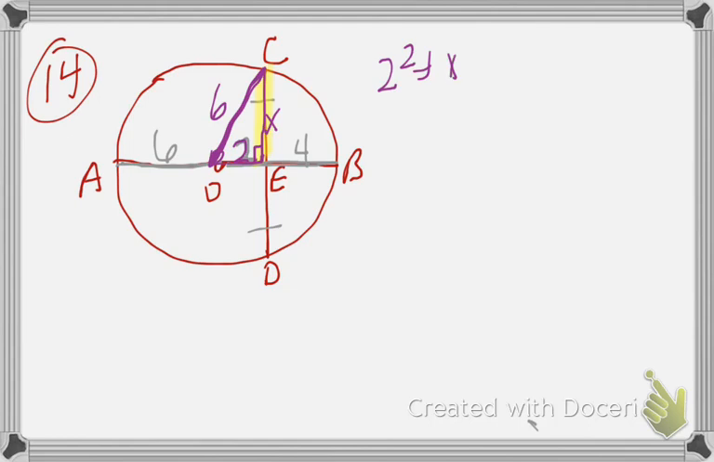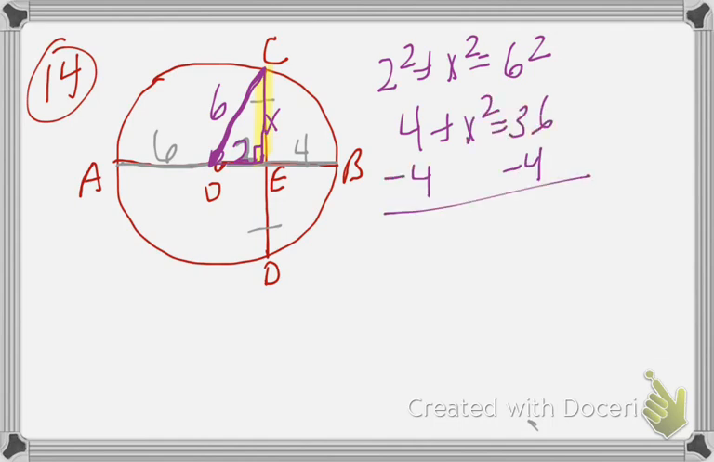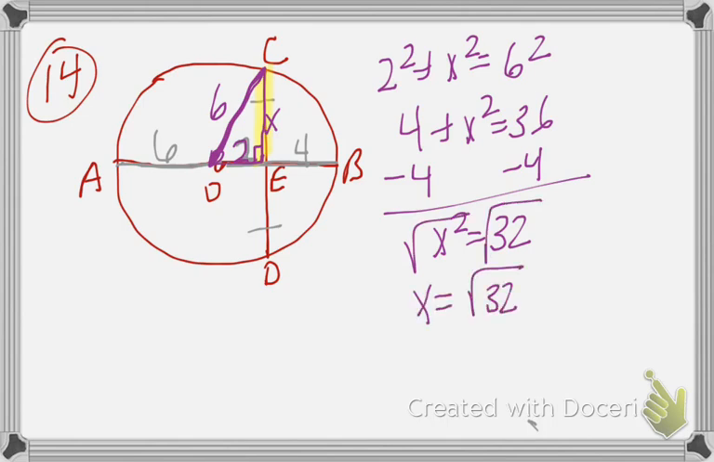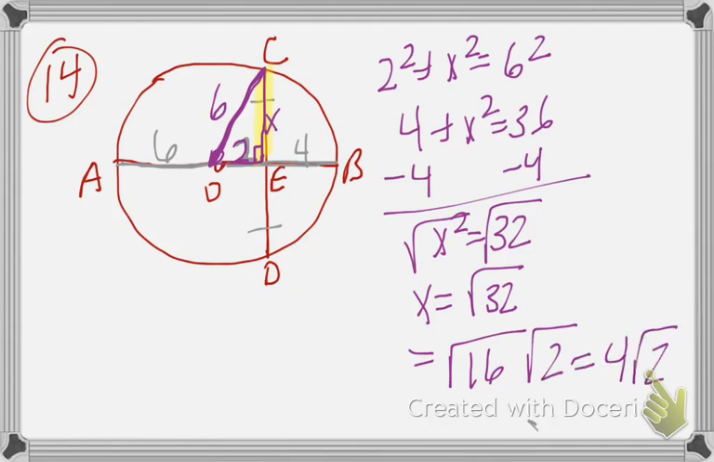So 2 squared plus x squared equals 6 squared. That gives us 4 plus x squared equals 36. Subtract 4 from both sides. X squared equals 32. Take the square root of both sides, and you get x equals radical 32. But that doesn't match any of the answers, so we're going to try and simplify 32 into 16 and 2, and that will give us 4 radical 2. That was the answer. And now I can show you one other way to solve this.